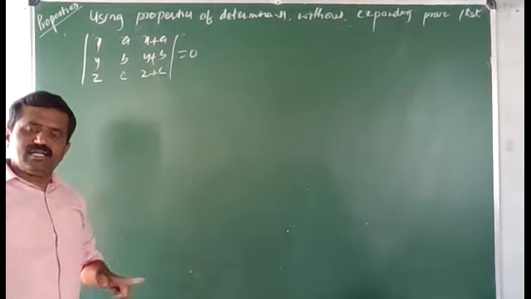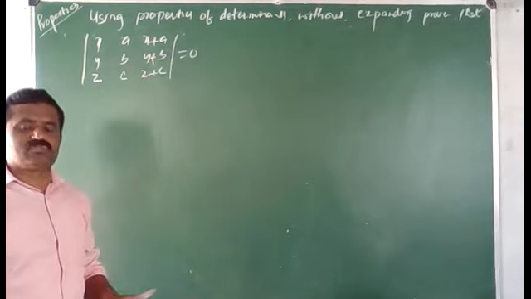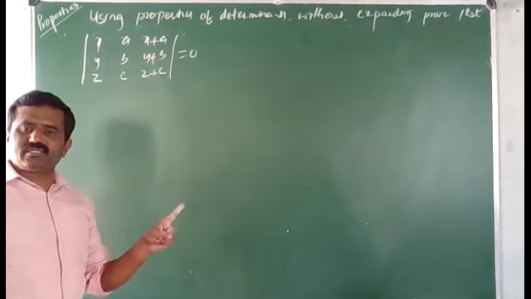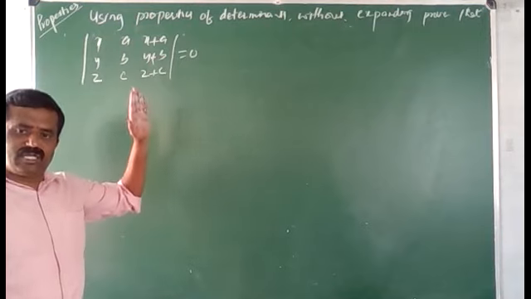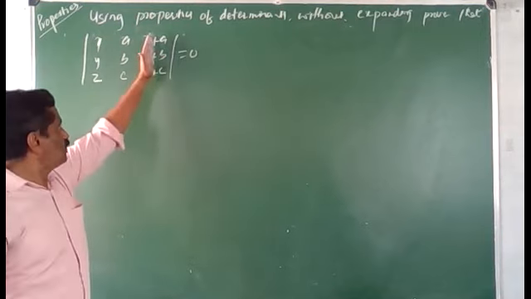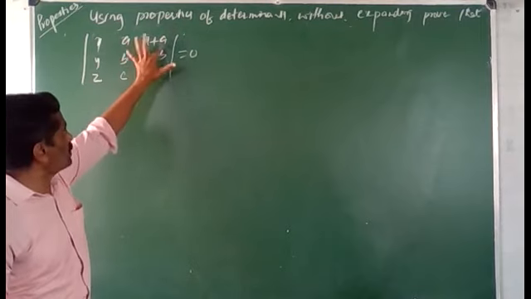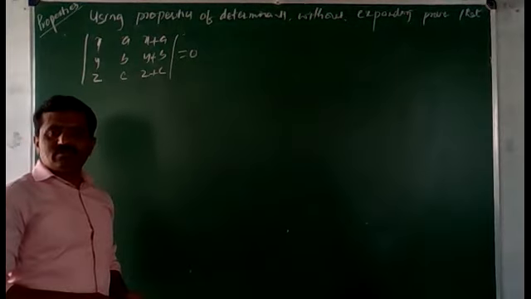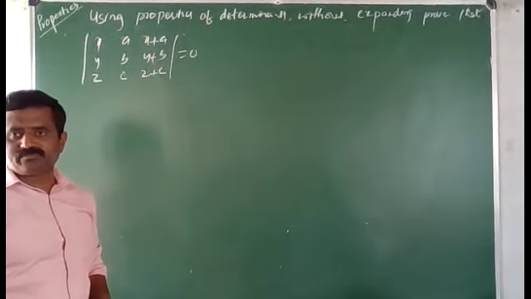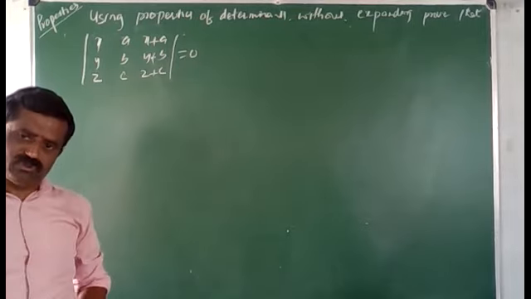If each element of a row or column is the sum of two terms, then we can express the determinant as the sum of two determinants. If any one row or column of a determinant has the sum of two terms, then that determinant can be expressed as the sum of two determinants.